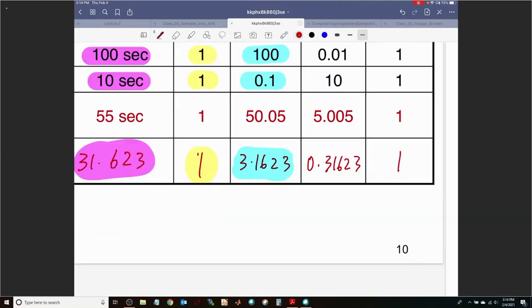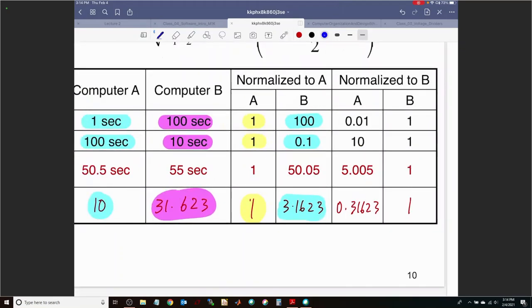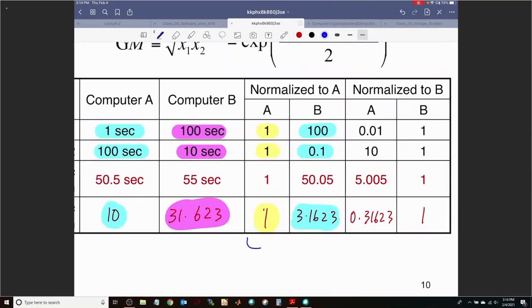So let's zoom in, try to compare which computer is faster based on normalized to A. A is faster because it's taking less time. Now let's talk about normalized to B. Which one is faster? A again. Oh, A, right? Yeah.